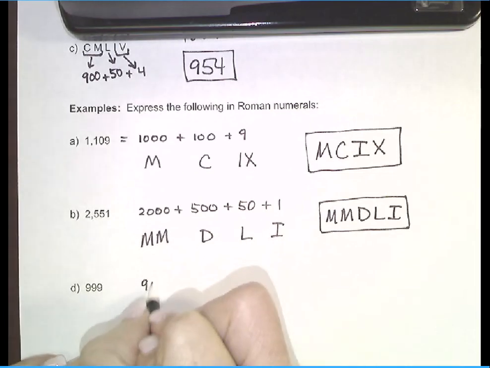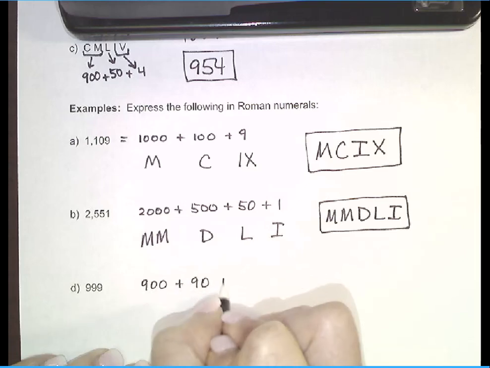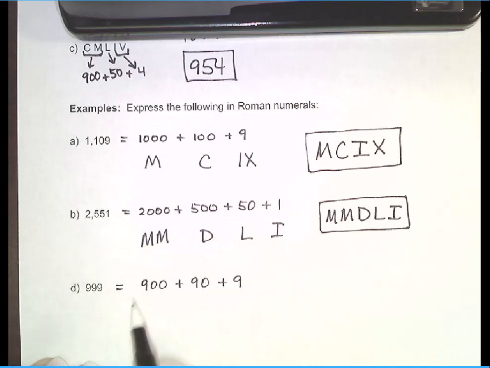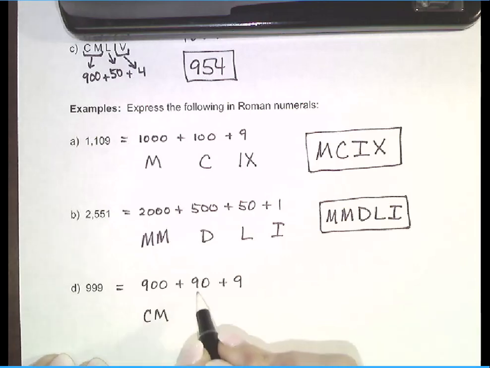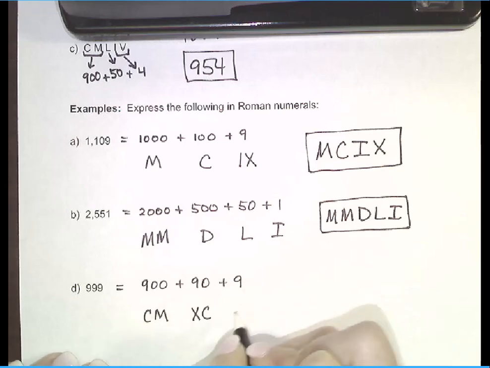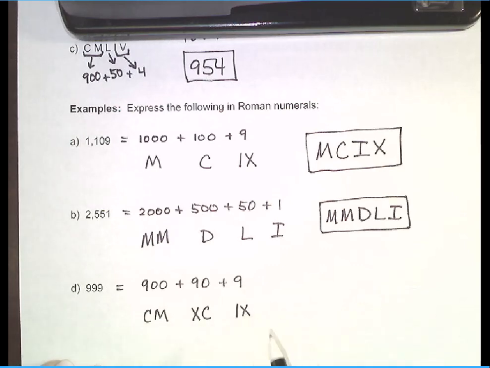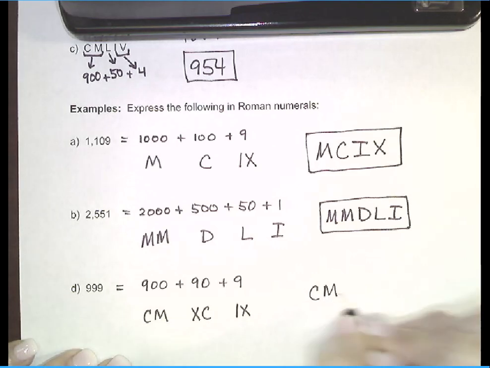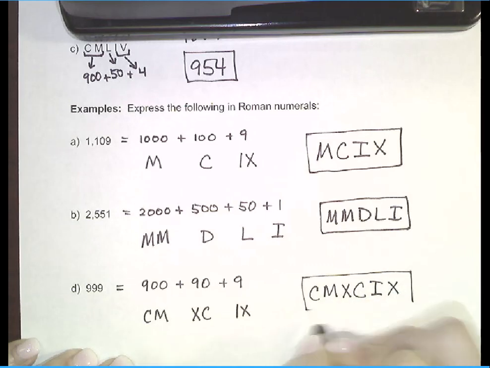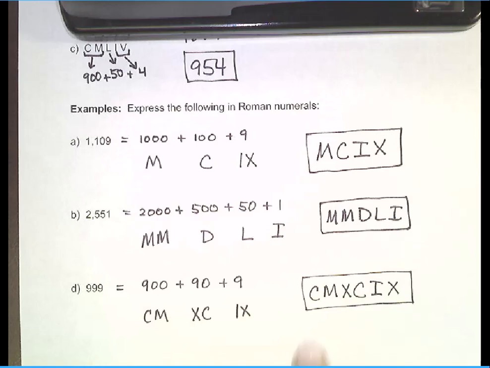999. Okay, so that's 900 plus 90 plus 9. This is where the little shortcut that they do really comes in helpful. For 900, you can write CM. That's in the little chart at the top of the page. 90 is XC. It's a 10 before 100. And then for 9, we're just going to do IX. It's 1 before 10. So we would write it CM XC IX. Just lump it all together, and that's what that one would be. CMXCIX. And that's Roman numerals.